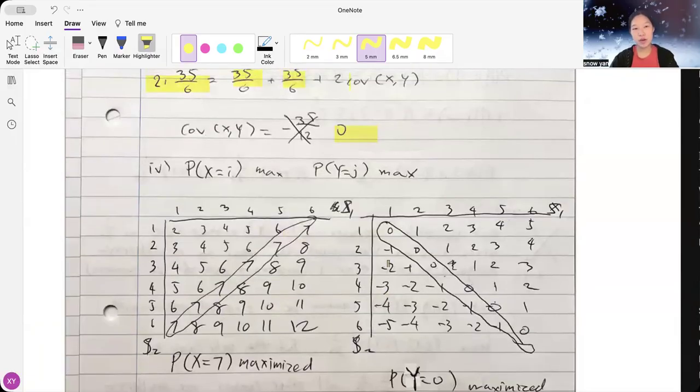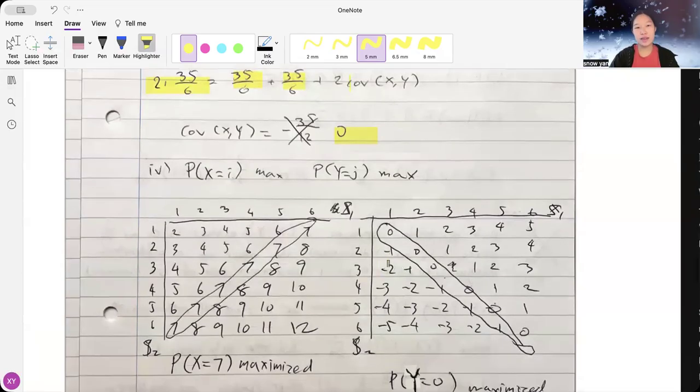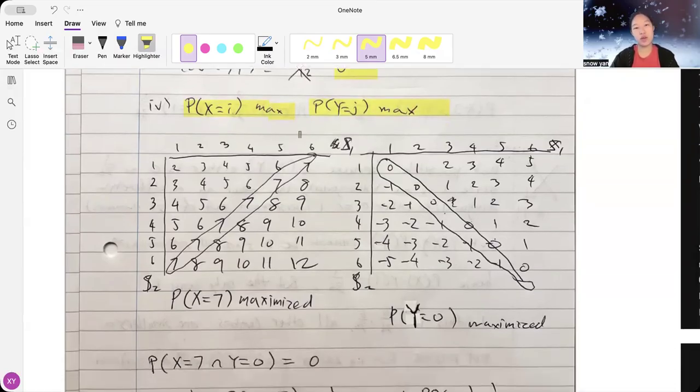So how I did this part was basically I just listed it out, right? I'm just trying to find when is my px equals i the maximum and when my py equals j is the maximum. So I just drew out the distribution and I realized, okay, 7 is the maximum because it appeared in every one of them, right? And then the same story with the 0 along the lines.